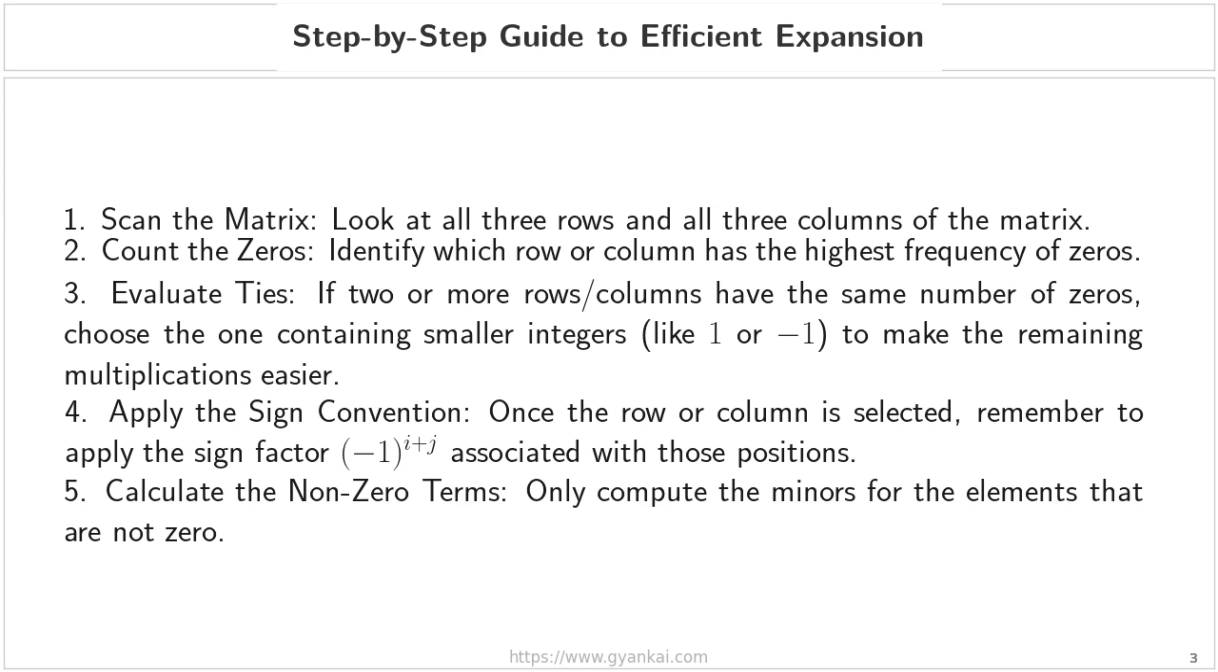And finally, step 5, calculate the non-zero terms. This is the reward for your efficiency. Since we know that any term multiplied by 0 will vanish, you only need to focus your energy on computing the minors for the elements that are not 0. Now that we understand the golden rule of using zeros to our advantage, let's break this down into a practical, step-by-step workflow you can use every single time you see a matrix. In the next slide, I'm going to show you a side-by-side comparison where we put this exact 5-step process into action to see just how much time and effort we can save.